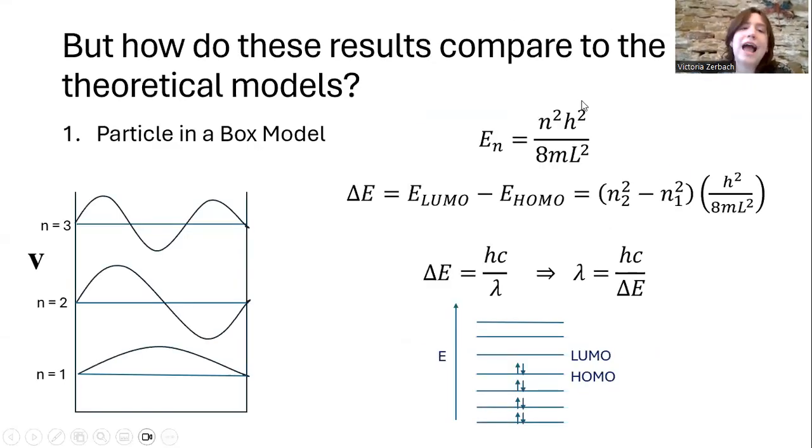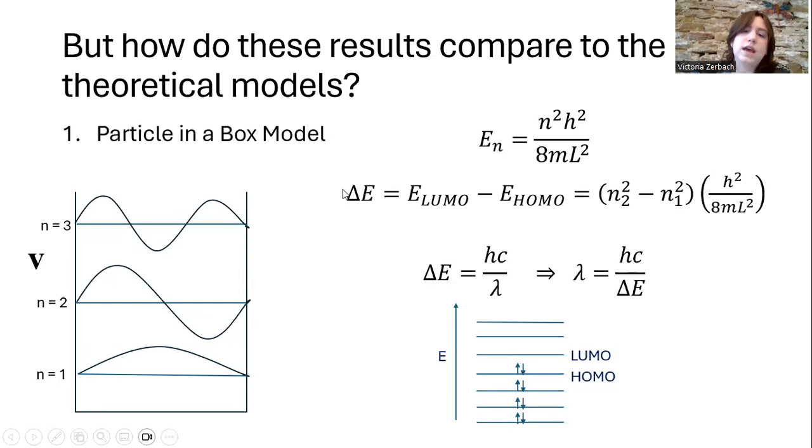Now, how do these results compare to the theoretical models that we care about testing here? Firstly is the particle in the box model, which basically models an electron in an infinitely deep potential well, in which the energy levels follow this equation, where n is the number corresponding to the energy level, h is Planck's constant, m is the mass of an electron, and L is the length of the molecule or the conjugated system in this case.